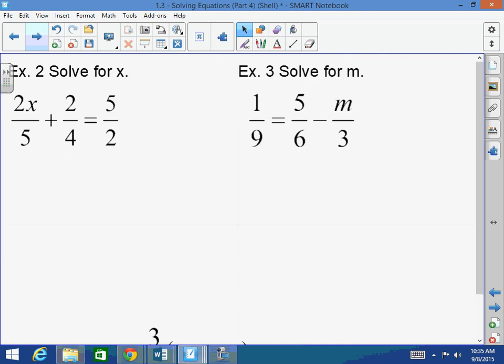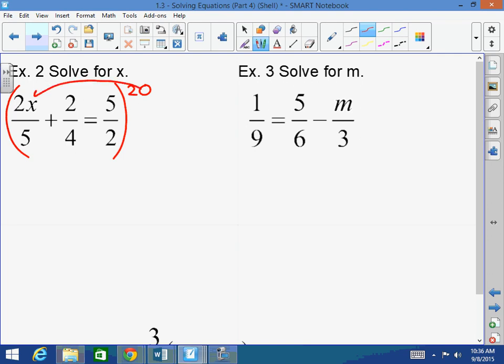So let's see what else we got here. Okay, number 2. Someone said it real quick. I'm proud of you. 20 is the LCD. So I'm going to multiply 20 to every single piece or term of this equation. So 20 times 2x over 5 is 40x over 5. 20 times 2/4 is 40 over 4. And 20 times 5/2 is 100 over 2.